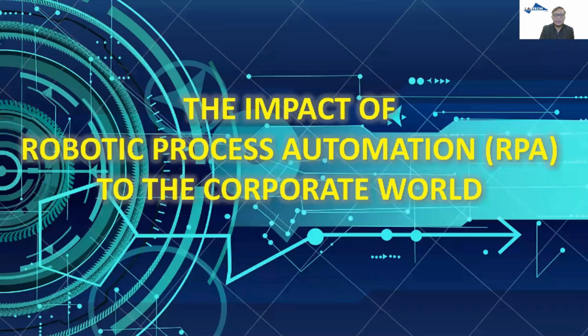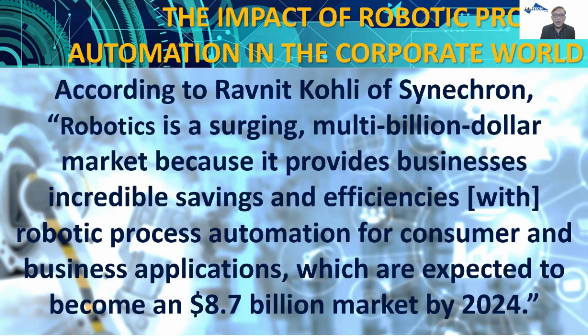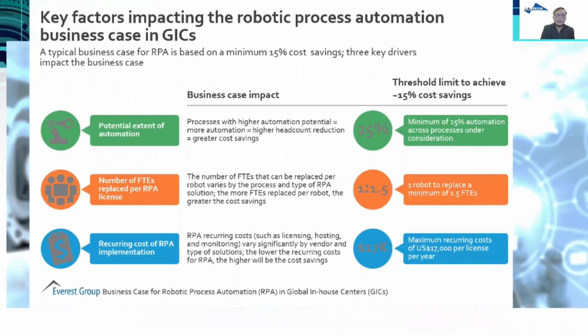On our next slide, the impact of robotic process automation in the corporate world. So what is the impact of RPA in the corporate world? According to Ravnit Kohli of Synecron, robotics is a surging multi-billion dollar market because it provides businesses incredible savings and efficiencies. Robotic process automation for consumer and business applications is expected to become an $8.7 billion market by 2024. So that is one of the impacts. The next slide talks about the key impact, the automation business case of GIC. So take a look at the impact.